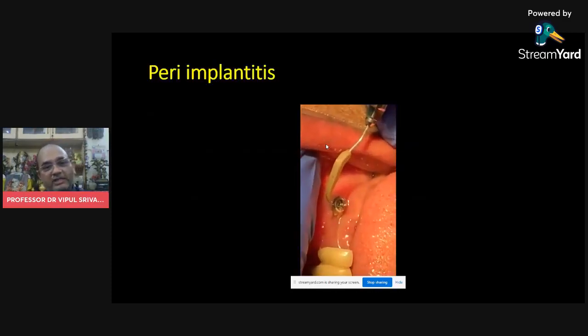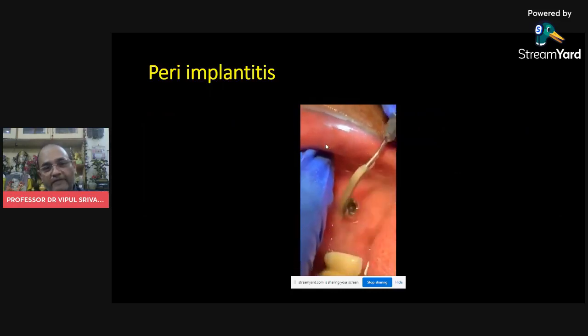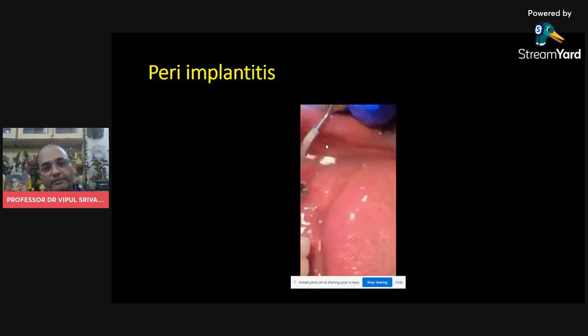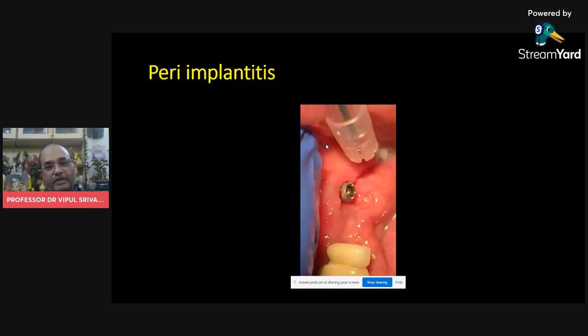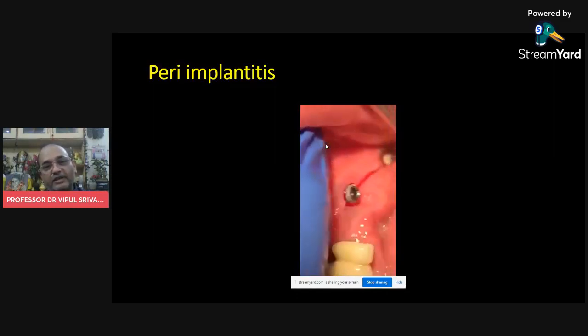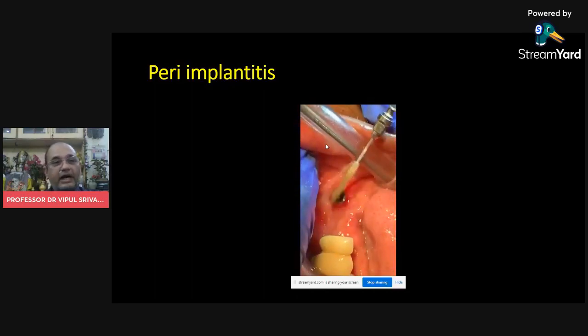This is again my case I treated. This tip was provided by Woodpecker only to me, and we used it for treatment of peri-implantitis. You can see a lot of infection and calculus deposit was there, and these are the Teflon tips which are used. The 980 nanometer, again, as we treat periodontitis, we can treat peri-implantitis also.